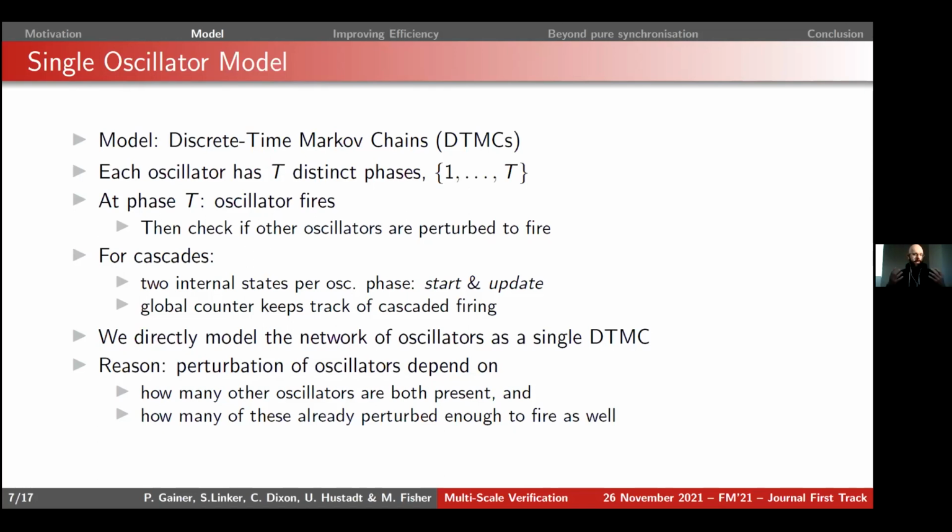And why would you do that? Why won't you just create different parallel DTMCs and create some good parallel operators for that? Well, the reason is that perturbing the oscillator depends on how many oscillators you actually have in your model, but also how many of these are perturbed enough. And this may have an impact on new oscillators that you add to the model, but when you add these, this will impact the other oscillators that you have in your model already. So there's no nice, sensible way to define a parallel product here.